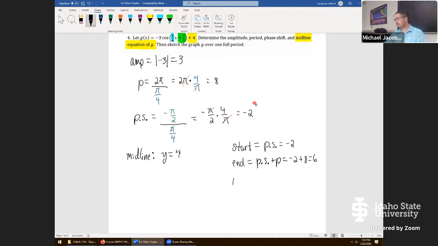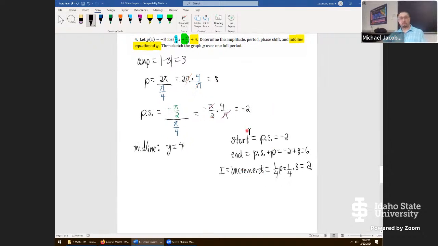And finally, increment. That's long to write out. So a good shorthand I saw earlier today is I, if you'd like to use that. I for increment makes sense. For the increment, we'll take 1/4 of this. So the formula is 1/4 period. So 1/4 times 8, giving us a value of 2 to start. So there's the follow-up analysis.